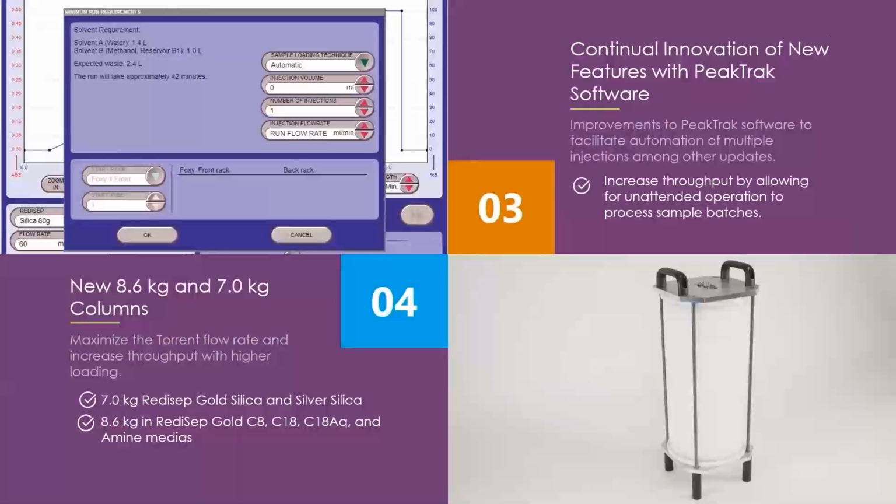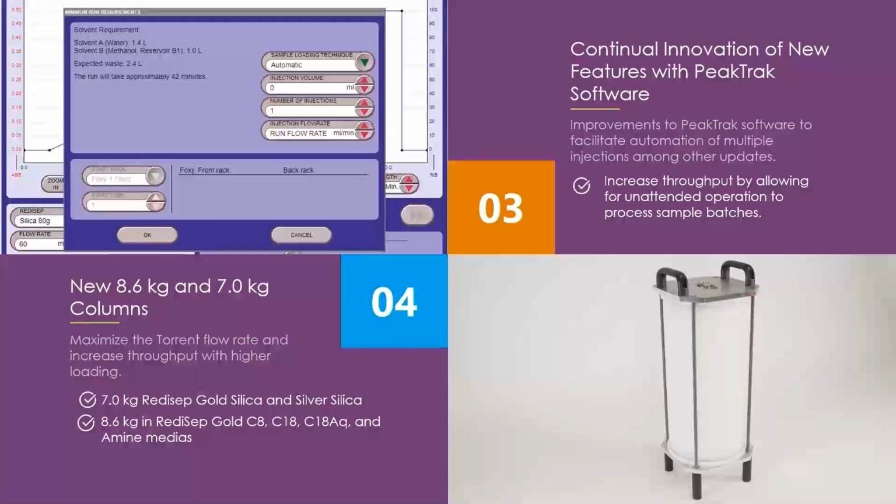Additionally, we continue to put new features in the Torrent software, in our Peak Track software, with free updates and improvements over time. We consistently get user feedback and see their processes, and we document what you need, and we try to implement that as best we can on our existing systems, and we are constantly updating that. The solvent select valve is part of that. It allows us to increase our throughput by allowing for unattended operation to process batch samples.